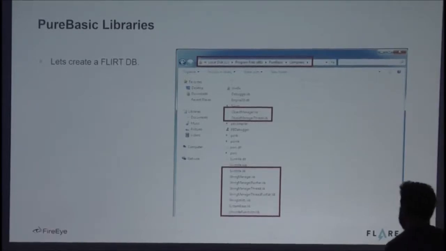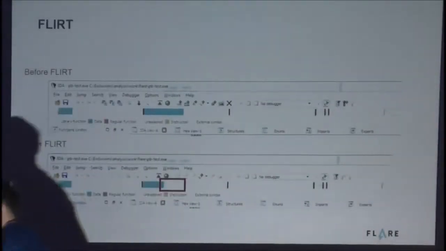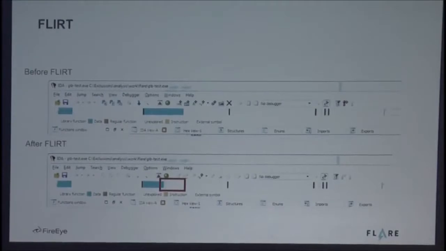The top screenshot is showing you IDA Pro without FLIRT, and these blue boxes in this navigation bar show you data and code that you need to be concerned about as a reverse engineer. But when we apply the FLIRT database that we just created, now we've got this big teal area, which has been identified as PureBasic library code, and we do not need to be concerned about that as a reverse engineer. It's less that we need to worry about.